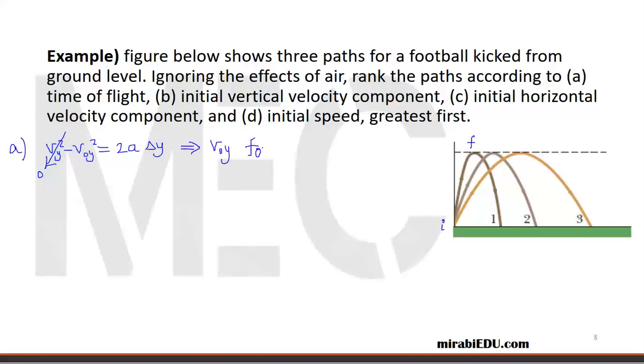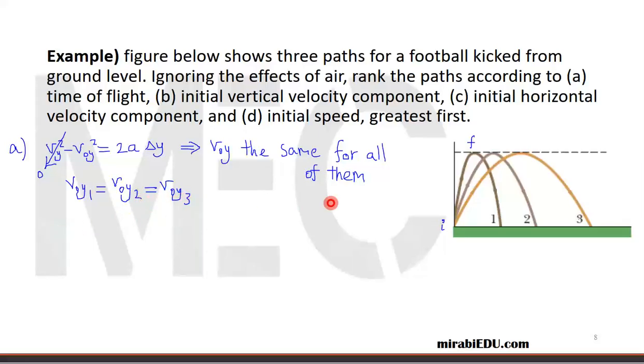V0y is the same for all of them. So I can say V0y of projectile 1 is equal to V0y of projectile 2, or V0y of projectile 3. All of them are equal to each other.